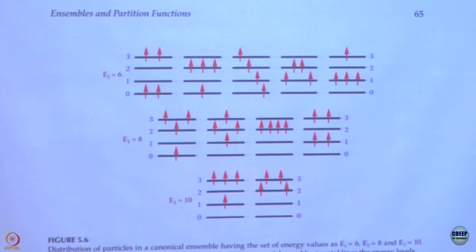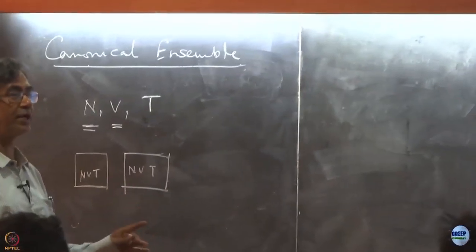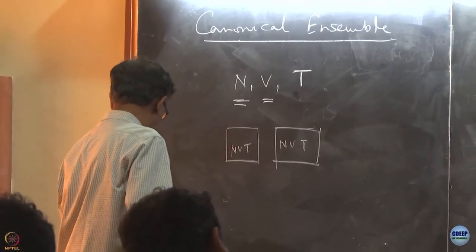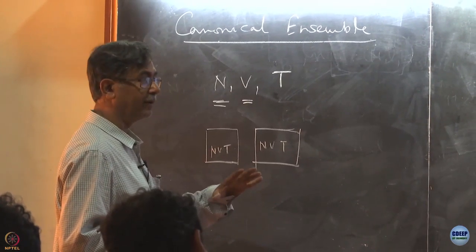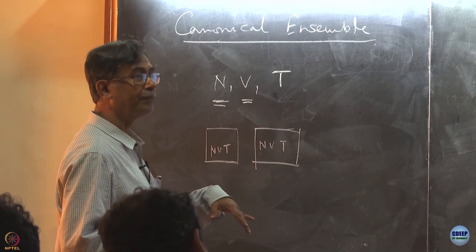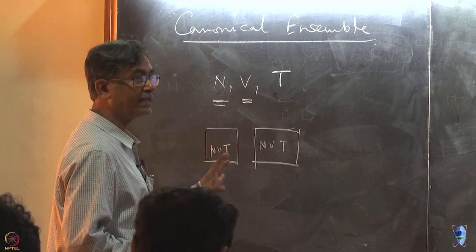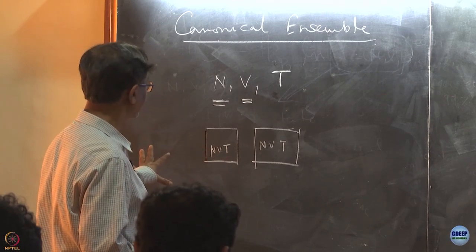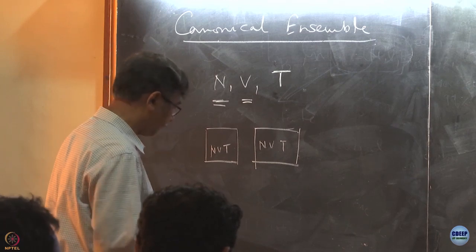You are keeping the temperature fixed from outside. You are putting it in a bath. You know the temperature, just like earlier I knew NVE. That was my choice of variables for that system. Here my choice of variables is NVT. So I have systems with the same number of particles each.